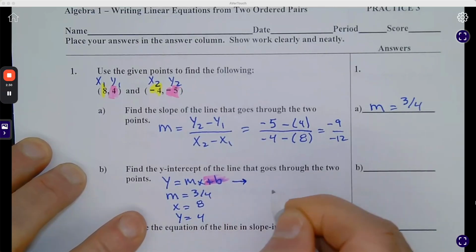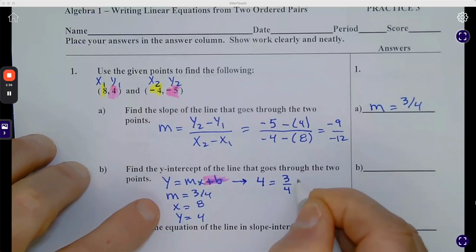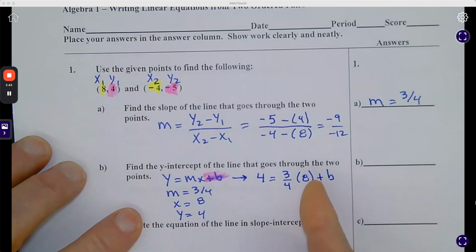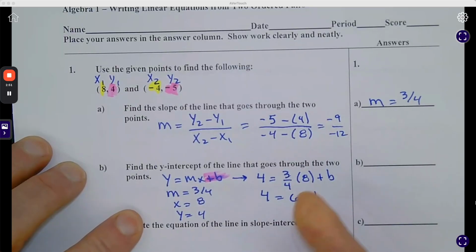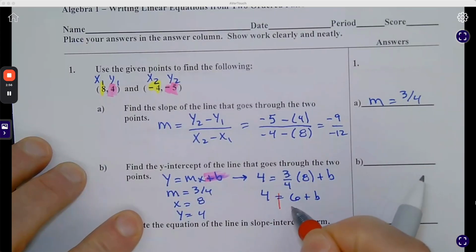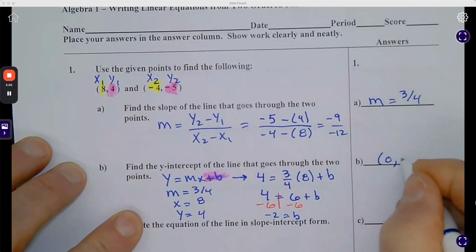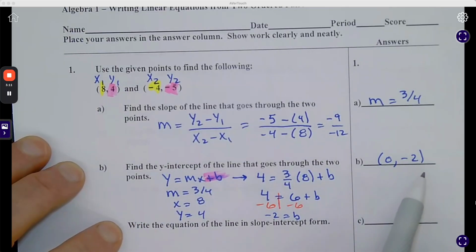All right, let's substitute in. So my y becomes a 4, my m becomes 3/4 because it's m times x, and b is what I'm looking for. Multiply by the top, divide by the bottom. So 8 times 3 is 24. 24 divided by 4 is 6. You can put that in your calculator, and that's what you'll get. Now, using inverse operations, I'm going to do the opposite of plus 6. So I'm going to subtract 6 from both sides. Negative 2 equals b. Remember, y-intercepts are ordered pairs. I didn't ask for the y-coordinate. I asked for the y-intercept. That is an ordered pair.